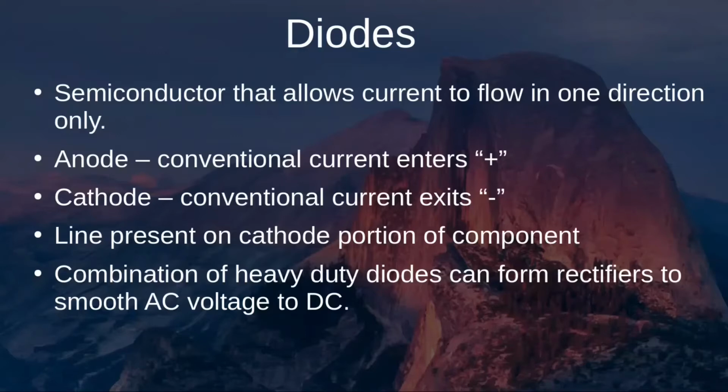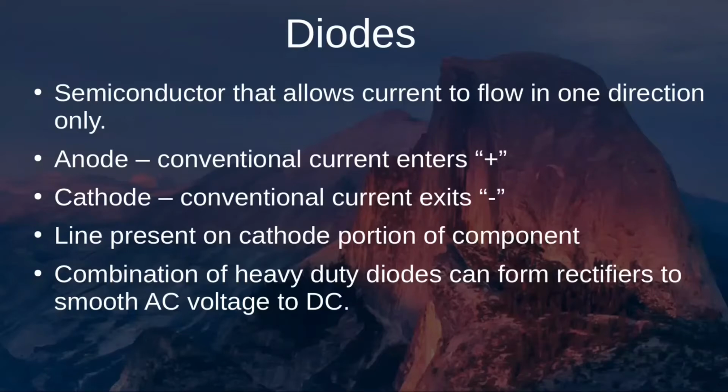The anode of a diode is referred to as the positive end, and this is with respect to the conventional flow of current. So in the anode, conventional current enters the anode. In the cathode, conventional current exits the cathode, and it is known as negative. If you look at the actual component or the schematic diagram, you're going to see a line on one side of the component, and that line represents the cathode portion of the component.